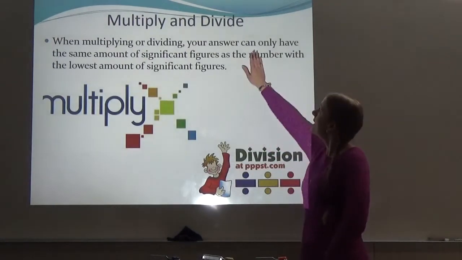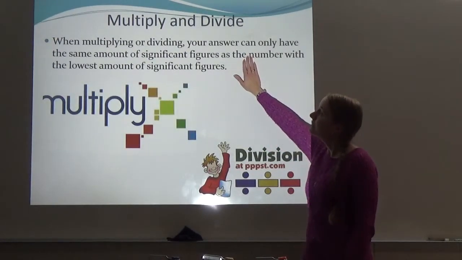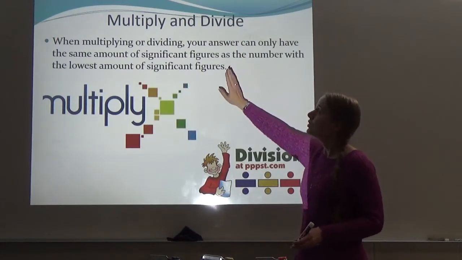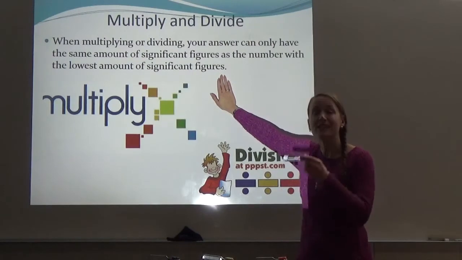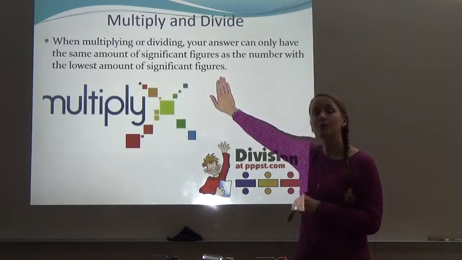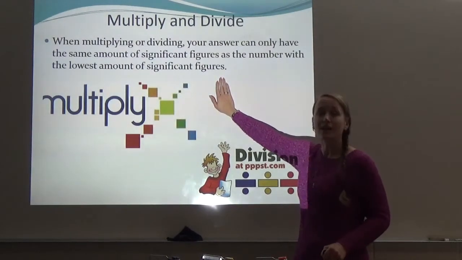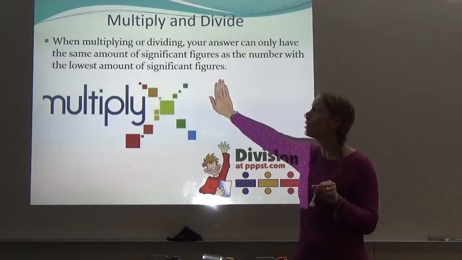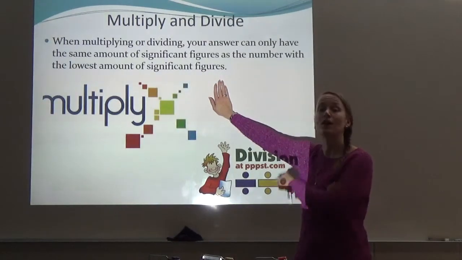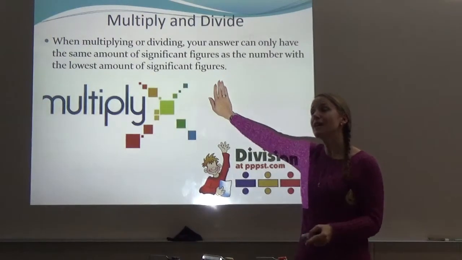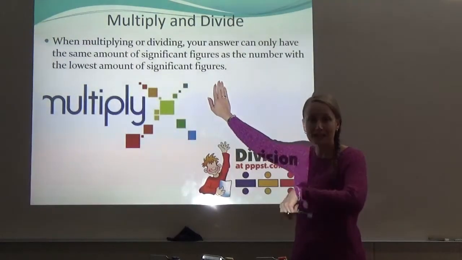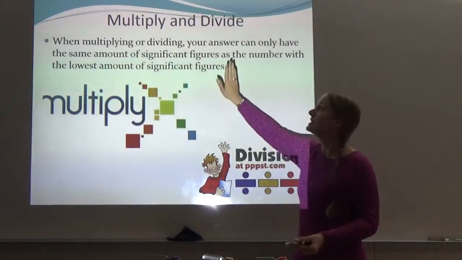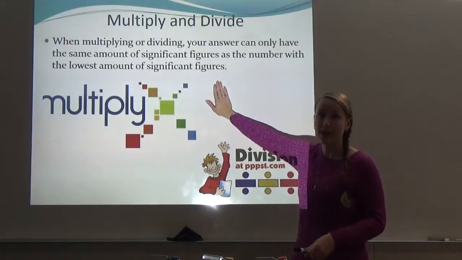Alright, so when you multiply and divide, your answers can only have the same amount of significant figures as the number with the lowest amount of significant figures. So see, this is why you had to learn the rules from the first video. We're not looking at decimal places anymore. We're looking at significant figures. And what's hard is for y'all to switch over. Even though I told you we're looking at significant figures now, a bunch of y'all keep reverting back to decimal places. So decimal places for adding and subtracting, significant figures for multiplying and dividing.